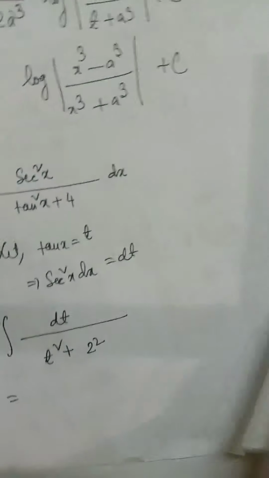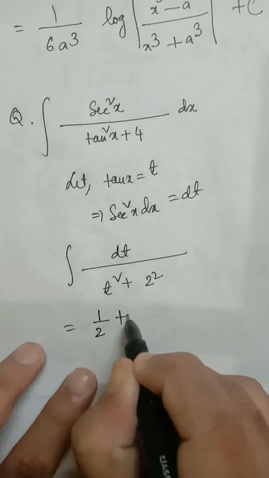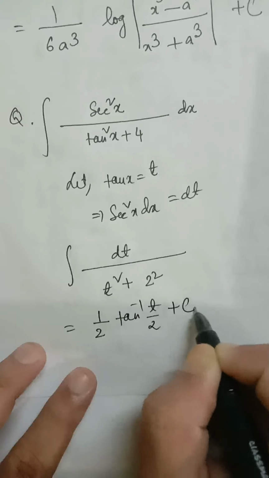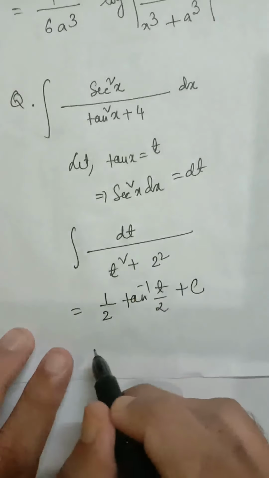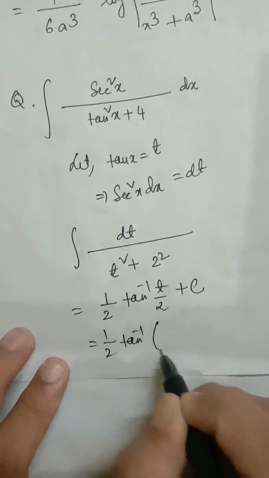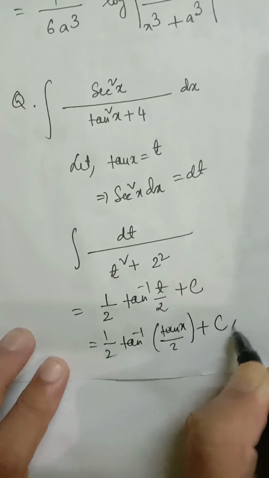Now using this, dt by t square plus 2 square will be 1 by 2 tan inverse of t by 2 plus c. So now we have to replace t by tan x. So 1 by 2 tan inverse of tan x by 2 plus c is the required answer.